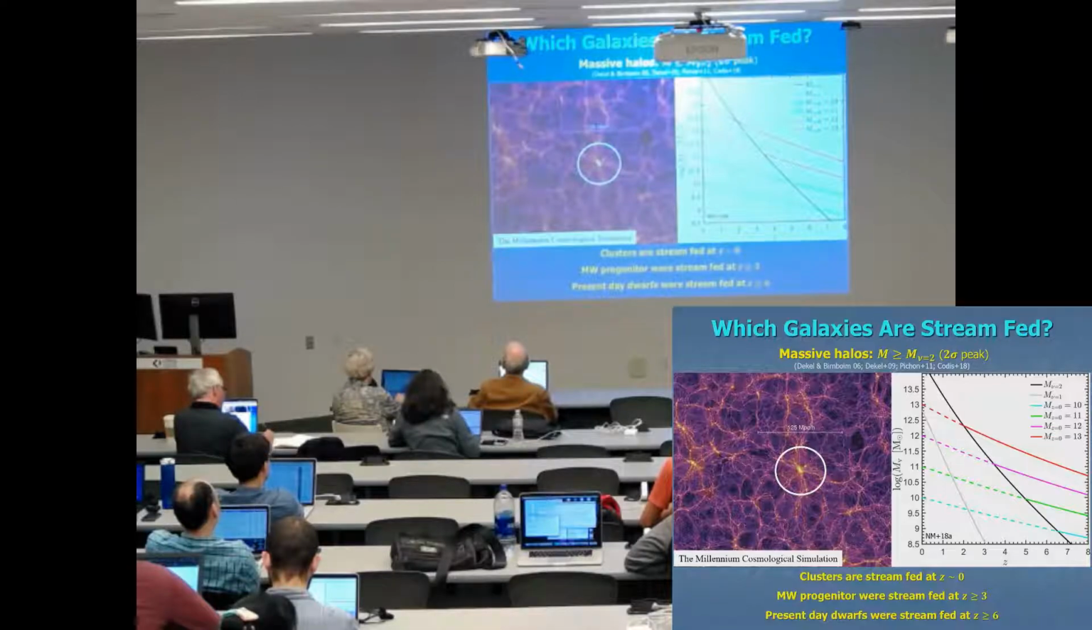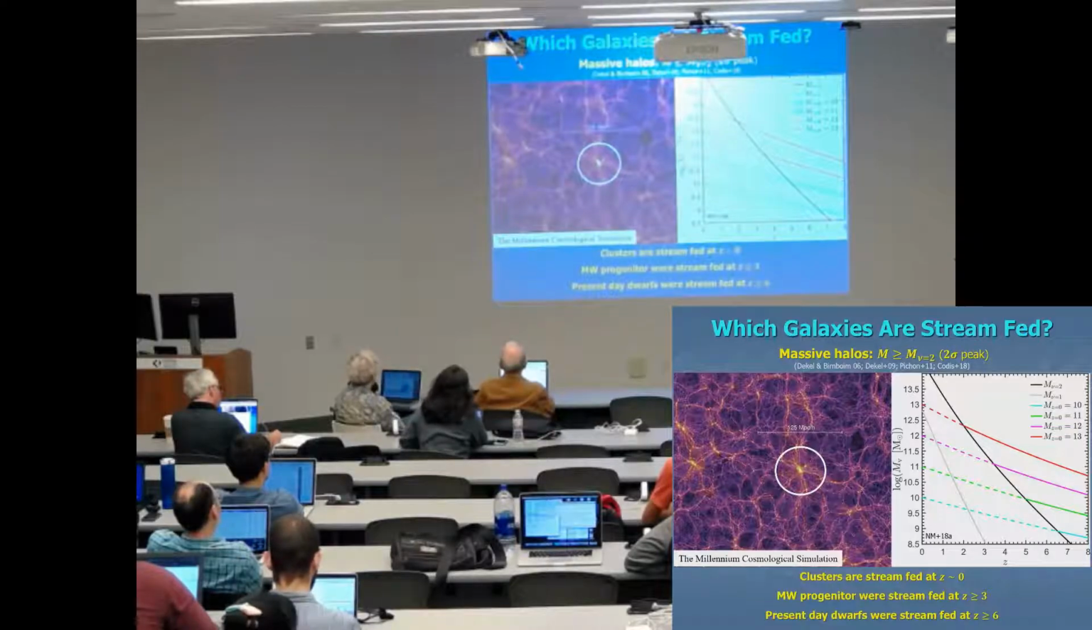So a rule of thumb, if I want to wave my arms a bit, is that you can argue a 2 sigma peak in the cosmic density field is going to be stream fed. Now, what's a 2 sigma peak? Well, that's basically this black line here. The virial mass of the 2 sigma peak is a function of time. This is the 1 sigma peak, or the Press-Schechter mass.